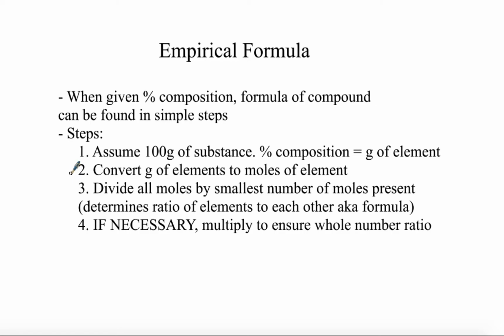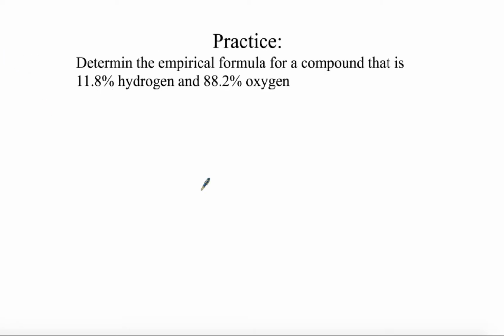And if necessary, so this is not always the case, you may have to multiply all the final answers in order to get all of them to a whole number, because again, we're talking about atoms here. It has to be a whole number if we're dealing with atoms. This is a lot easier done than read or said, so let's go ahead and practice. We want to determine the empirical formula of a compound that is 11.8% hydrogen and 88.2% oxygen. Step 1 says assume 100 grams. So no matter what this is, I have 100 grams of it.